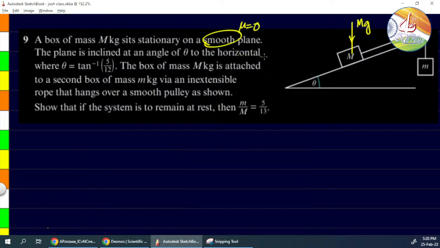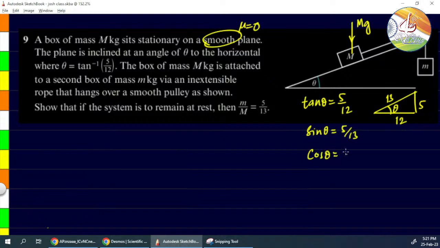The plane is inclined at an angle theta to the horizontal. Theta value has been given. So tan of theta is 5 by 12. Once again we can draw this triangle, theta. Tan theta is opposite by adjacent. If you use the Pythagoras relation, you will get 13 over here. So that means sine of theta will be 5 by 13. Cos of theta will be 12 by 13. So we got this here.